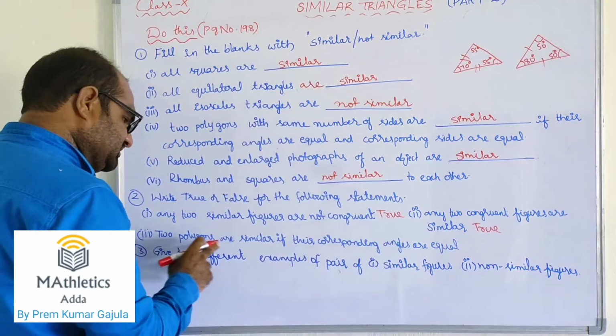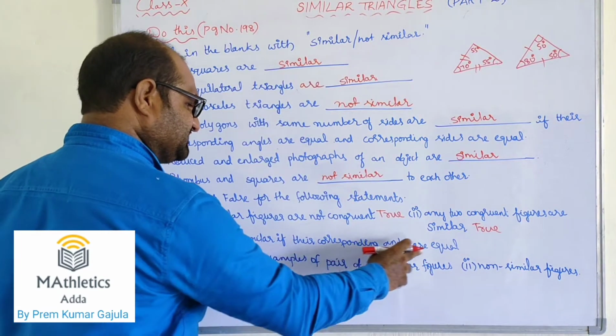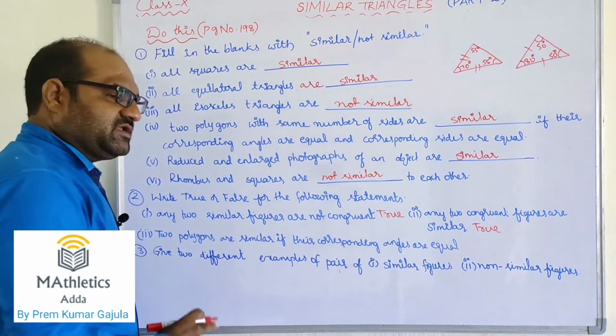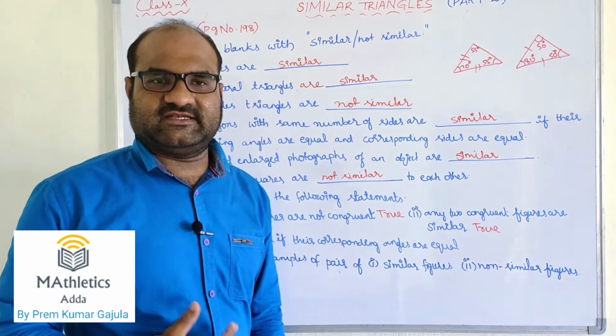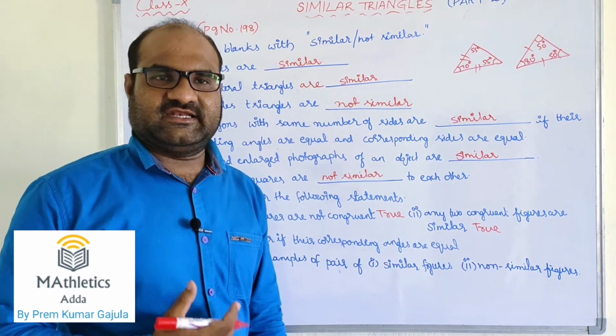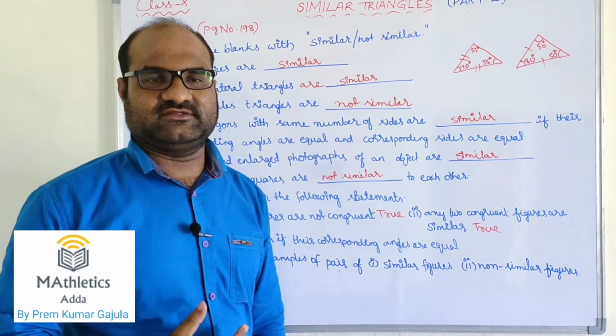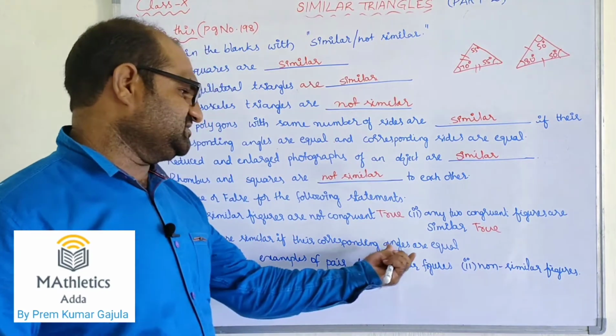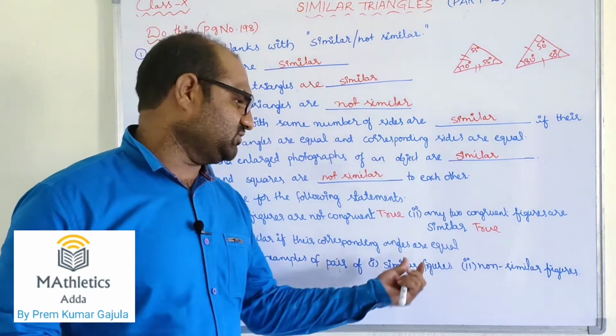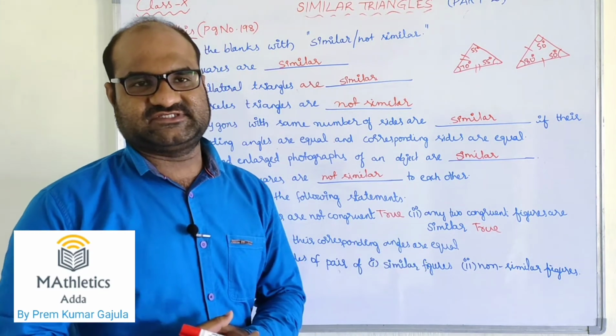Now here, two polygons are similar if their corresponding angles are equal. We cannot say that if only angles are equal, then what about the second condition to verify? What is the second condition to say that they are similar? The second condition is the corresponding sides should be in the same ratio. But he did not mention anything about the second condition. He mentioned only equal angles, that is the first condition.